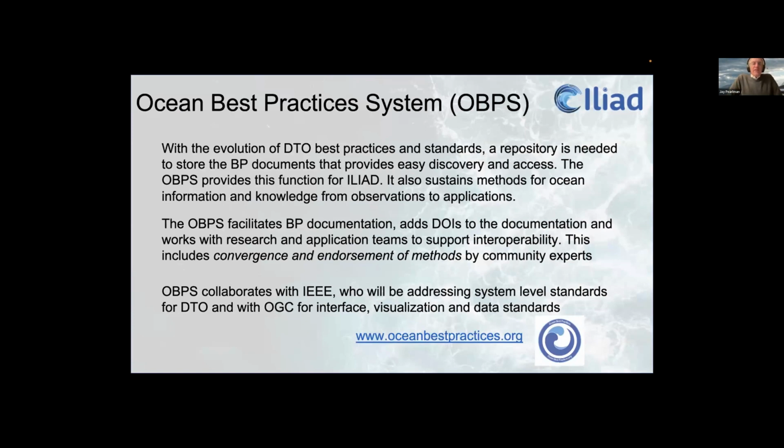So we've heard a lot, or at least a little bit initially, about the data and the best practices and standards that are needed for the digital twin of the ocean. And what we really need is a way to provide those best practices and standards to the community, making them accessible. And that requires they be in a repository of some sort. The Ocean Best Practice System does provide this function for Iliad, and it also sustains methods for the ocean information system. Rebecca will talk a little bit more about the OBPS in the presentation later in this webinar.